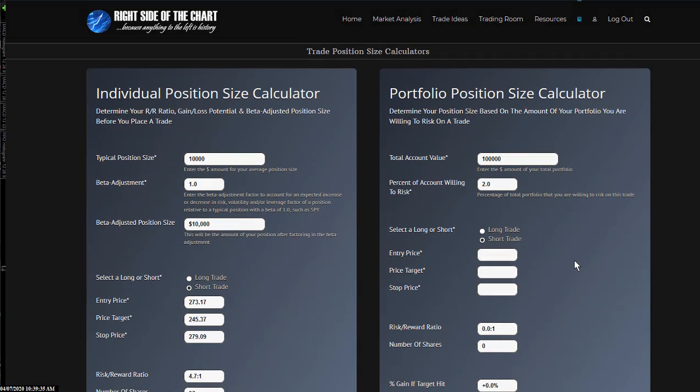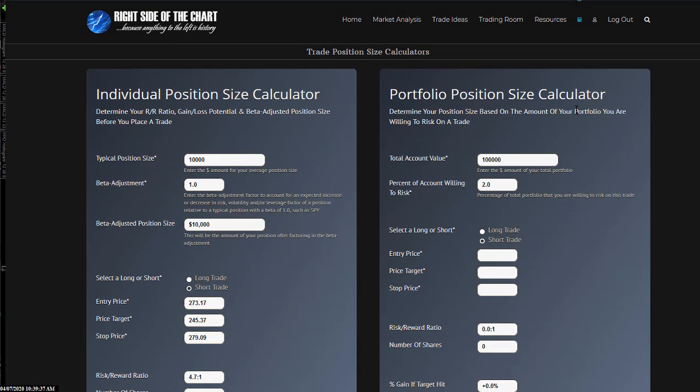And one day, time permitting, I want to put one in here for futures, and that'll be, I think, kind of neat. It'll show you, because futures have a very high leverage factor, you'll be able to put that in there and do the same thing and see how much is at risk if you're trading futures.